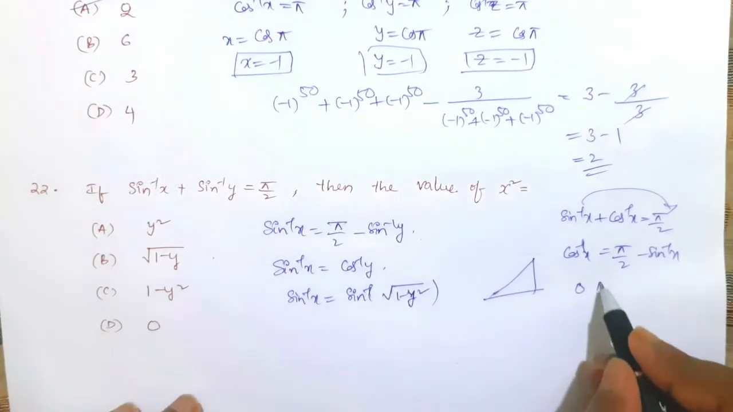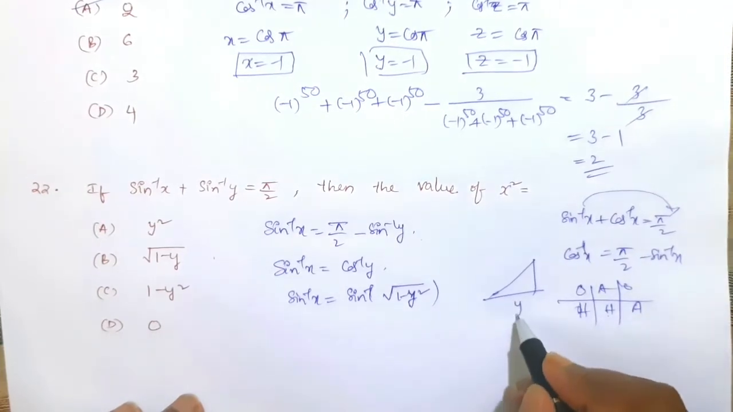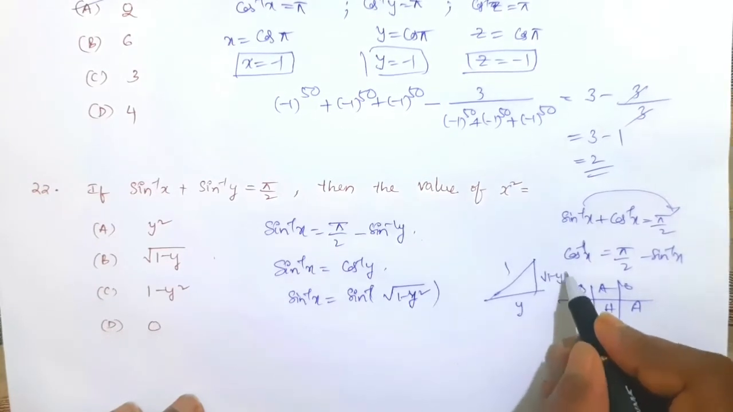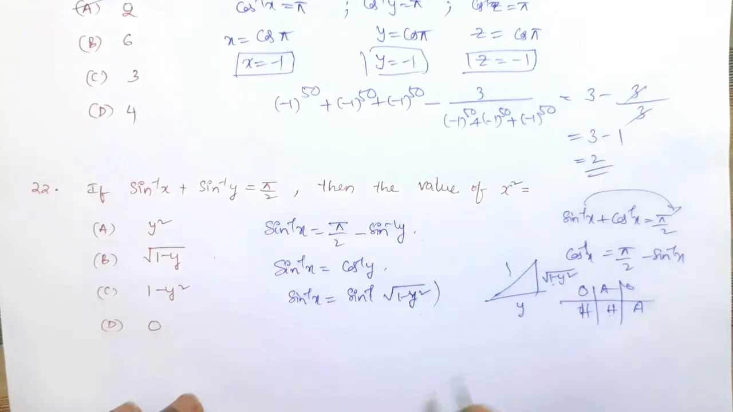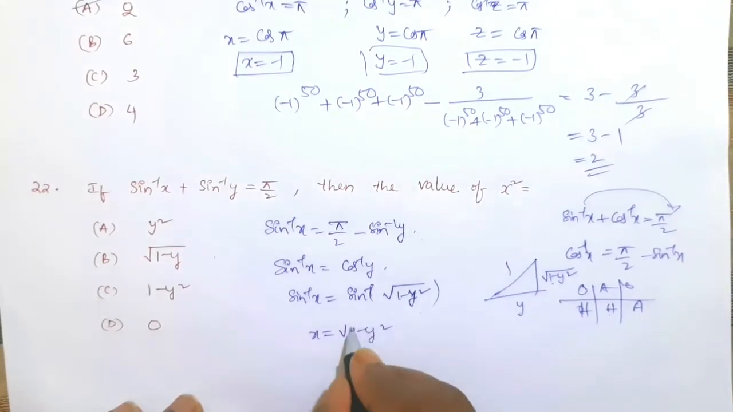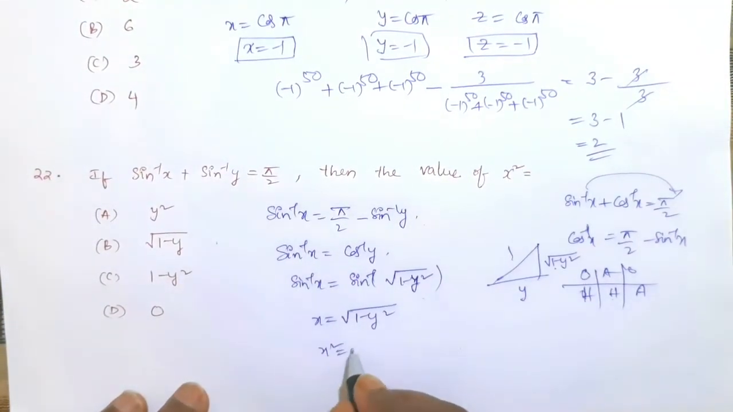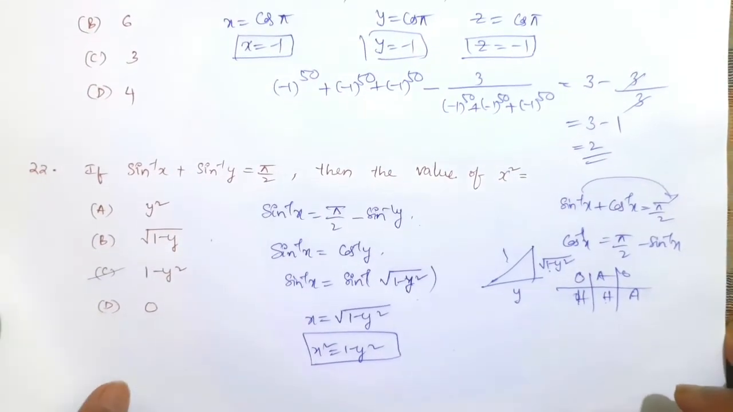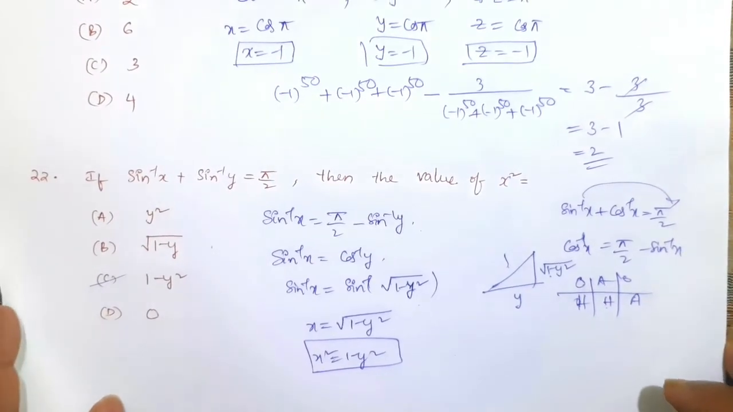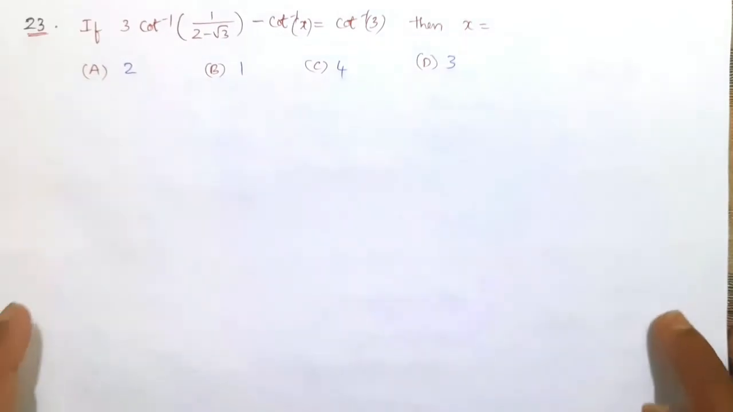As cos we know is adjacent by hypotenuse, this is adjacent, this is hypotenuse, then the opposite side will become root of 1 minus y square. So sin means opposite by hypotenuse, root 1 minus y square. So x is equal to root 1 minus y square, but what they are asking is x square, so it will become 1 minus y square, option C. No need to worry, all these inverse trigonometric function problems are easy when we remember the properties.